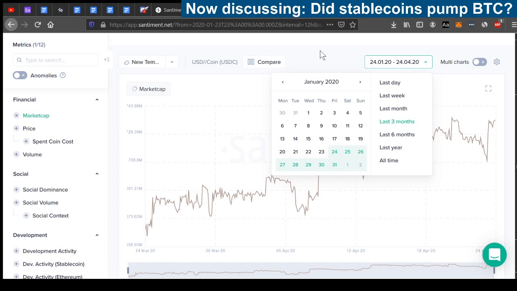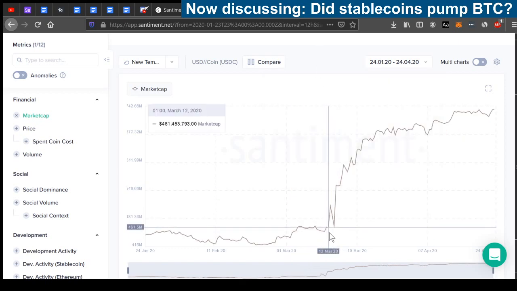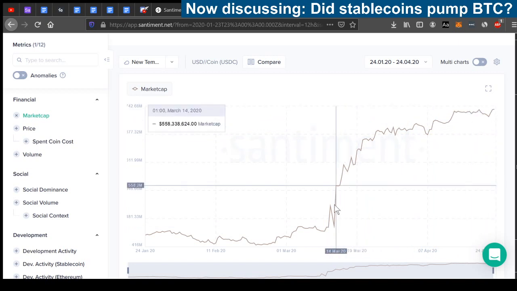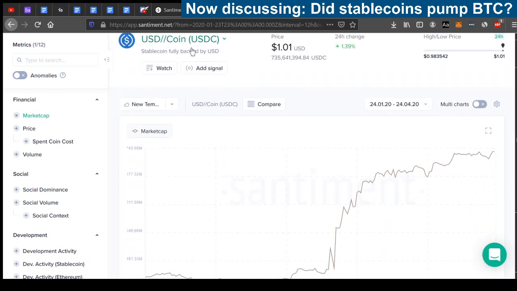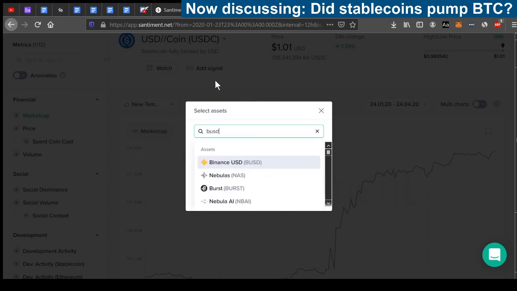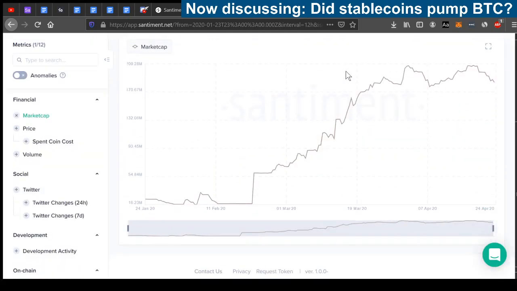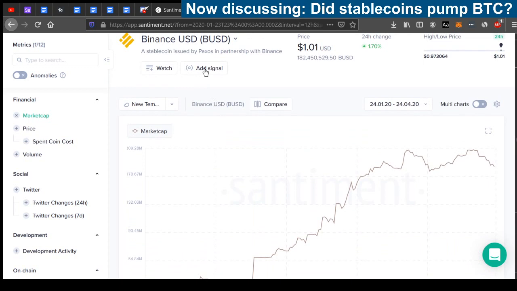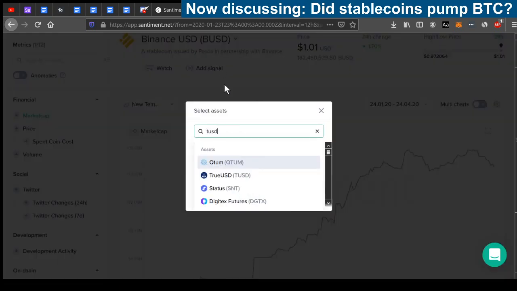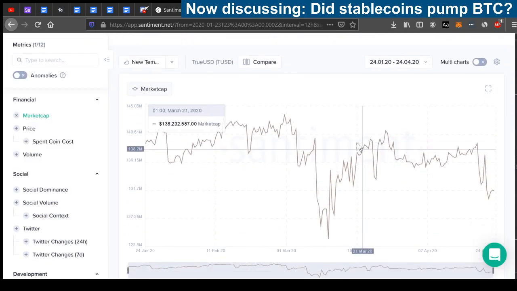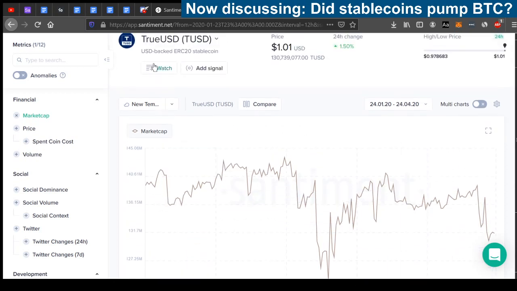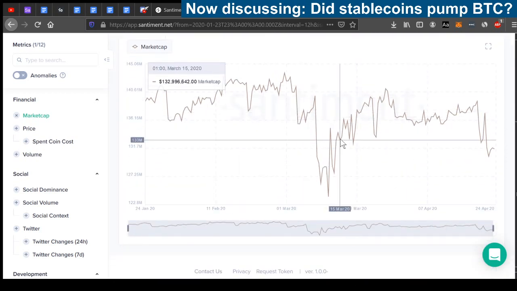Let's say we look at the last 3 months. So this was the Black Thursday, and then this is what happened with the market cap of USDC since. And I think other big stable coins are similar. We see like a 50% increase, it's crazy, in the market cap of the stable coins. Yeah, I think only TrueUSD decreased a bit. I'm not sure why that is.